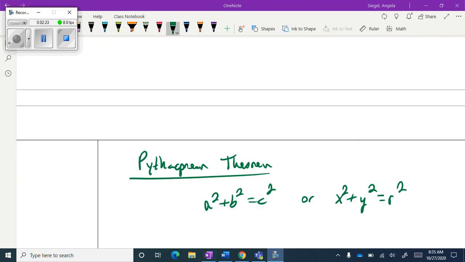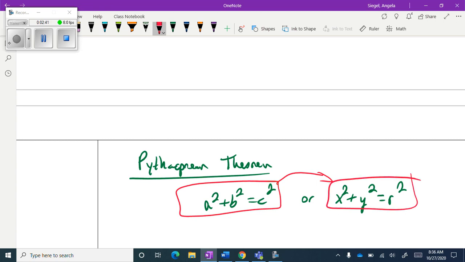Okay, so for this next part, I want you to think about the Pythagorean theorem. In geometry, you start out with a squared plus b squared equals c squared. And then earlier on in trig, we applied it to the coordinate plane and the circle: x squared plus y squared equals r squared.